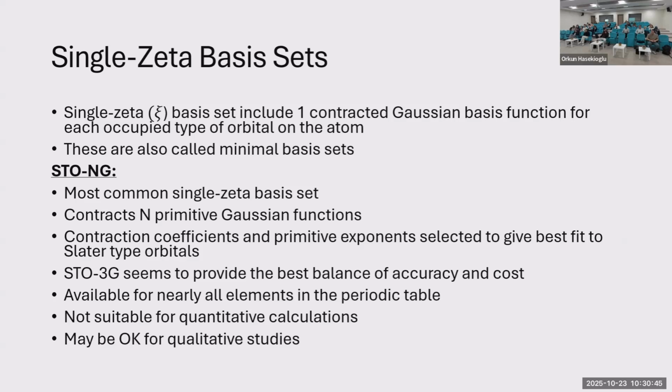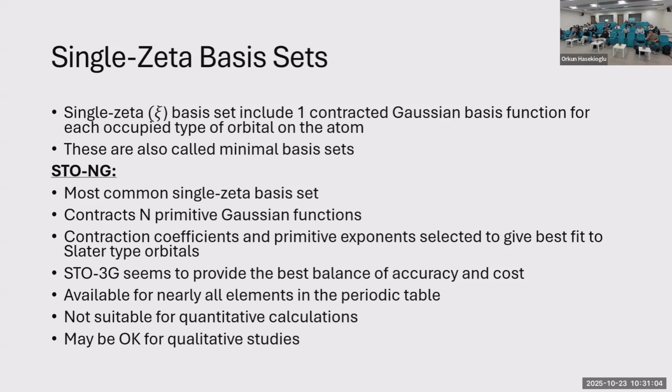STO-NG is an example of that. It's the most commonly used single zeta basis set. It contracts n primitive Gaussian functions. That's why it has the n in its name. The contraction coefficients and primitive exponents are selected to give the best fit to Slater type orbitals.